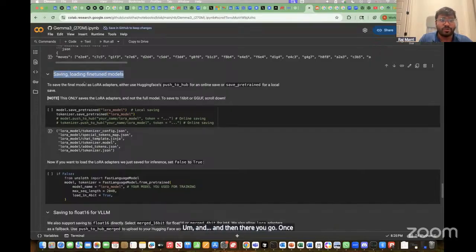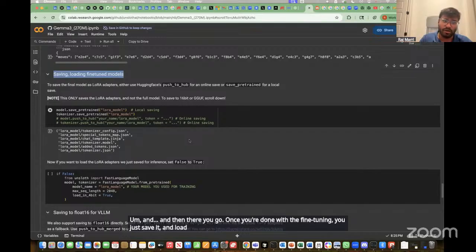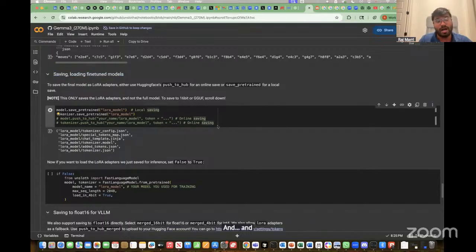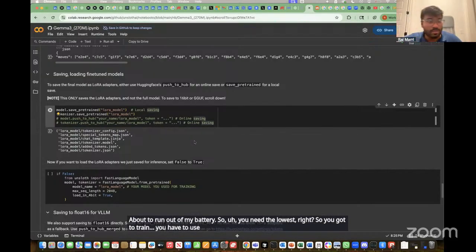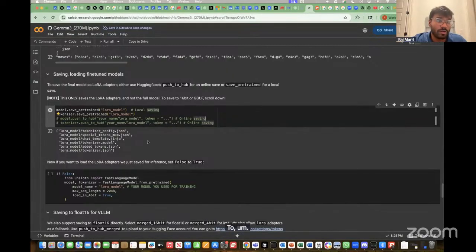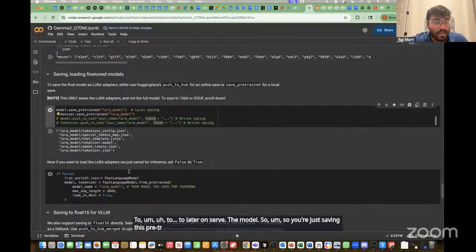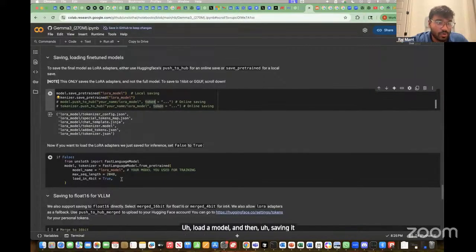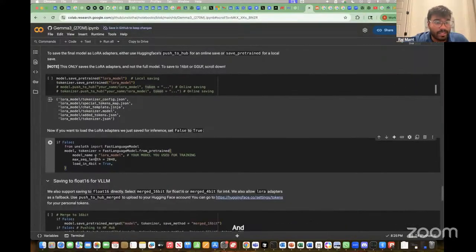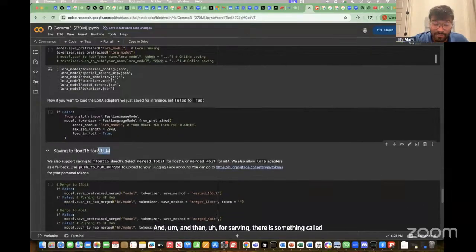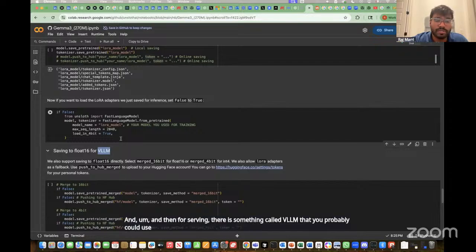Once you're done with the fine tuning, you just save it and load the fine tuned model. What do you need to fine tune this model? I'm sorry, I'm about to run out of my battery. So you need the LoRA, right? You have to use this LoRA to later serve the model. So you're saving this pre-trained loaded model to use later to serve. And for serving, there is something called vLLM that you could probably use and host by yourself.